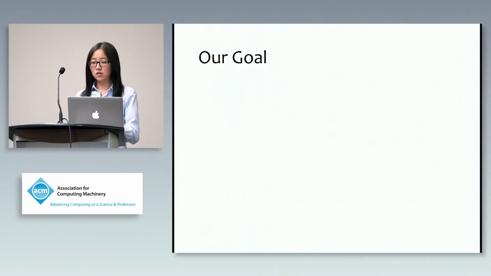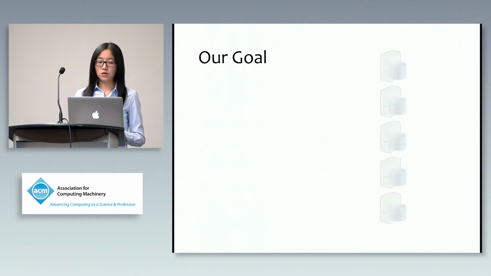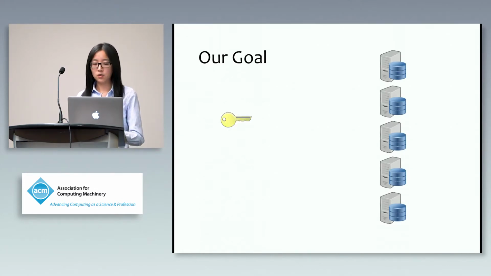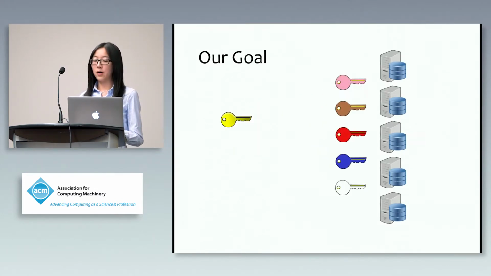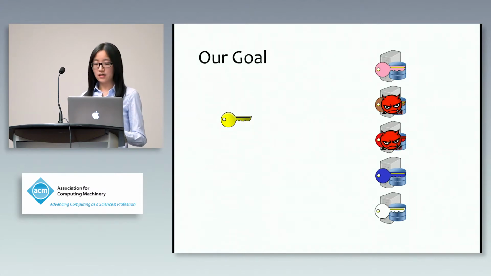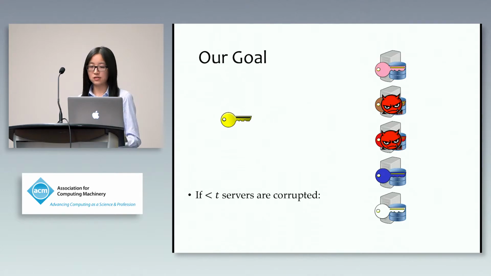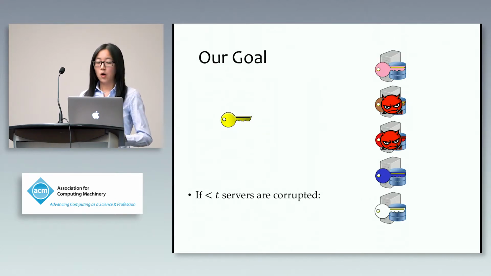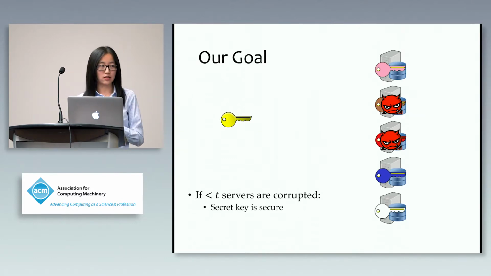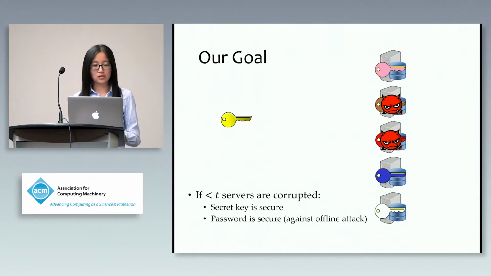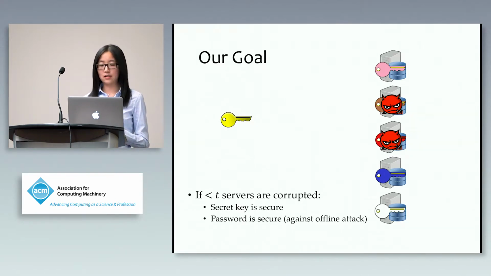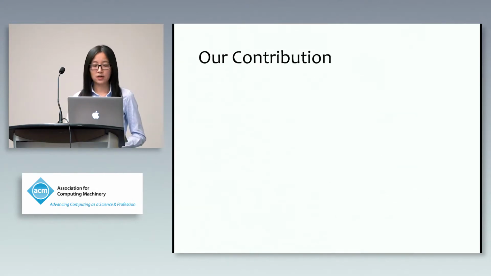Instead of having a single server holding the secret key, we want to have a bunch of servers, and we want to somehow secret share the key among them, such that even if a subset of the servers are corrupted, let's say up to t-1 servers are corrupted, t is the threshold, we still have the following two guarantees. First, the secret key is secure. They cannot recover the secret key. And second, the user's passwords are secure against offline dictionary attack. So this is our goal, and our contribution is the following.